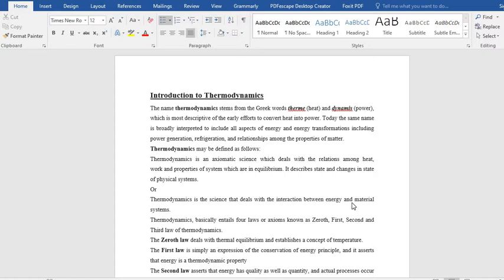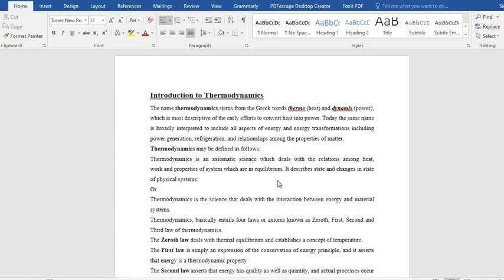We can define thermodynamics in different ways. However, I have shown you two ways. One way, we can define thermodynamics as an axiomatic science, because it's based on axioms, on some laws of nature, where it deals with the relations among heat, work, and properties of the system which are in equilibrium state. It describes the state and the changes in state of a physical system. The other way, we can define thermodynamics as the science that deals with the interaction between energy and the material system.